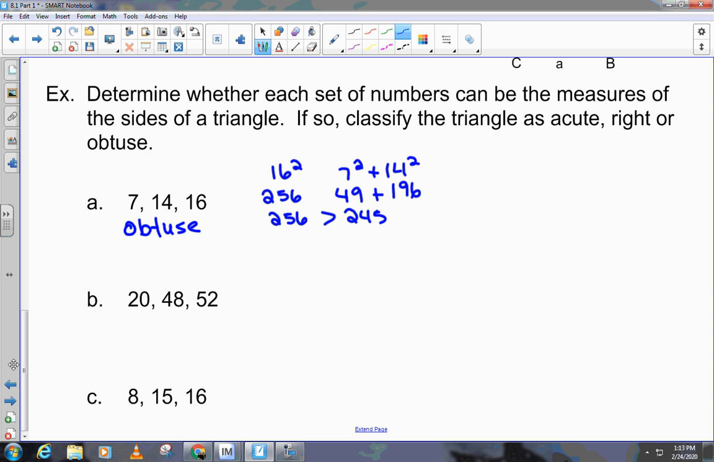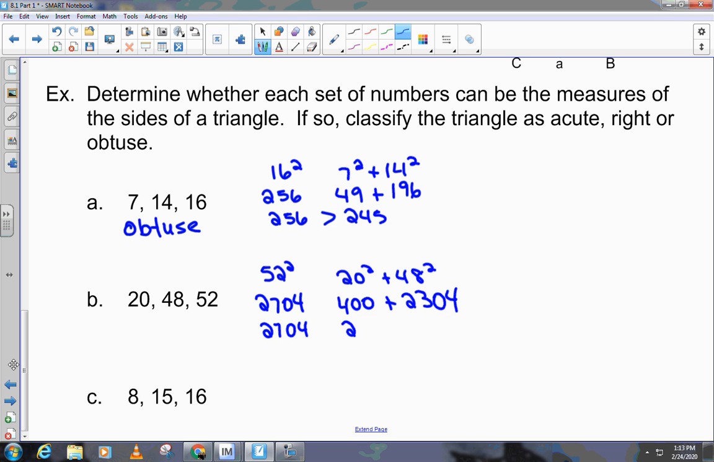Okay, what are we going to do here? Same thing. We're going to take that longest side, 52 squared, and we're going to look at 20 squared and 48 squared. So 52 squared is 2704. 20 squared is 400. 48 squared is 2304. What do you notice here? They're the same. So what does it make it? Right triangle.